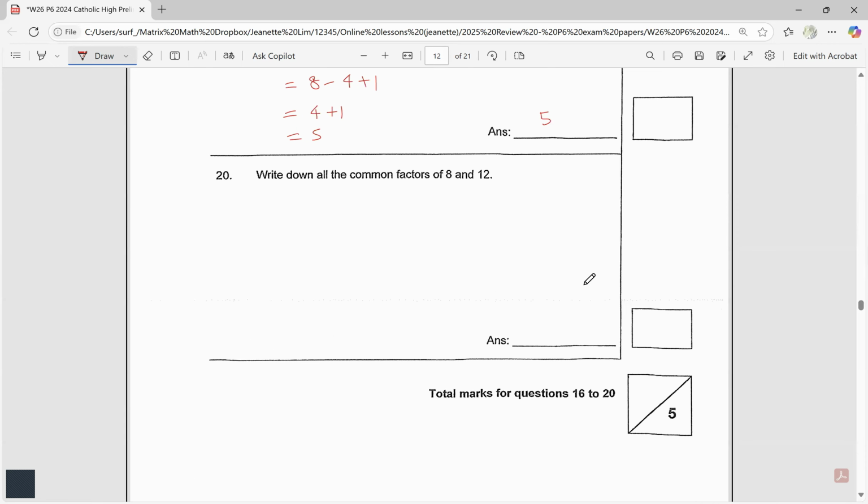Question 20, write down all the common factors of 8 and 12. Okay, for 8, you have 1 times 8, 2 times 4, and that's all. For 12, 1 times 12, 2 times 6, 3 times 4. So common factors. You have 1, you have 2, and 4. 1, 2, 4.